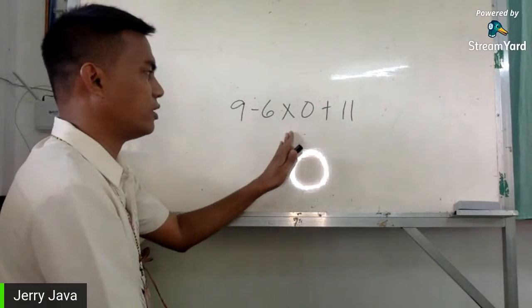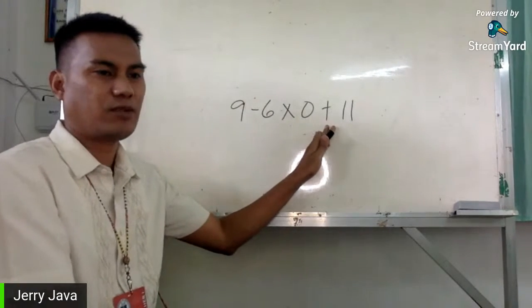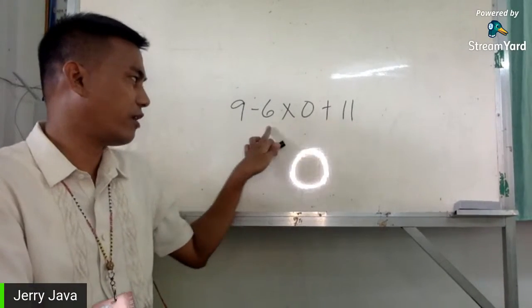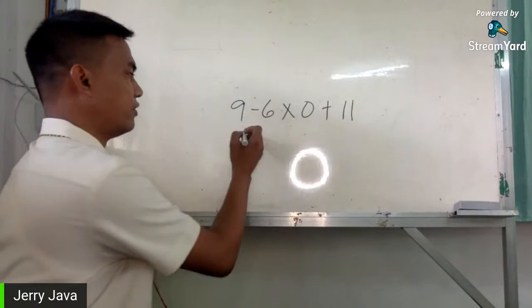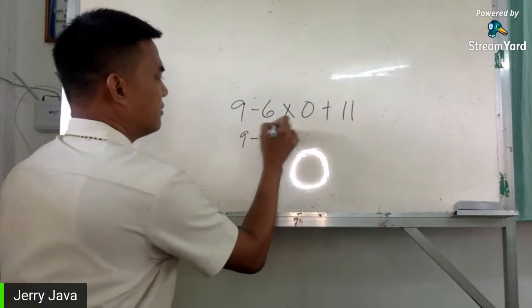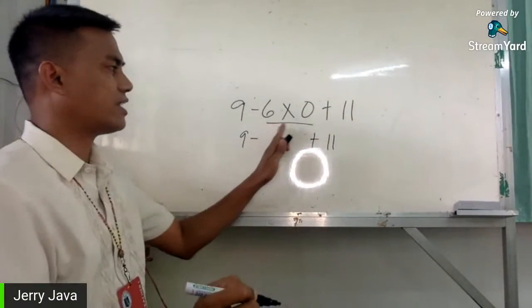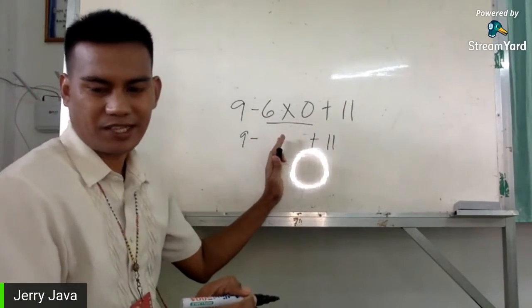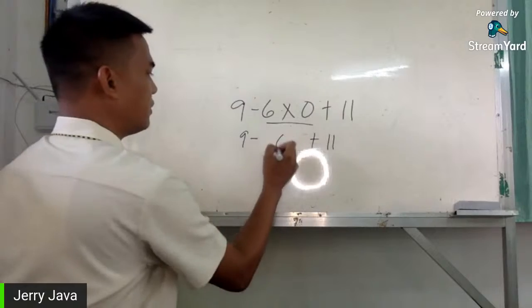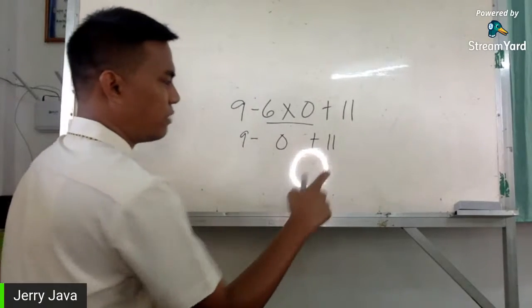You have subtraction, you have multiplication, and addition. MDAS, multiply or divide, add or subtract. So you have here multiplication, so you do that first. So 9 minus, 6 times 0 gives you 0. Now you're left with 9 minus 0 plus 11.